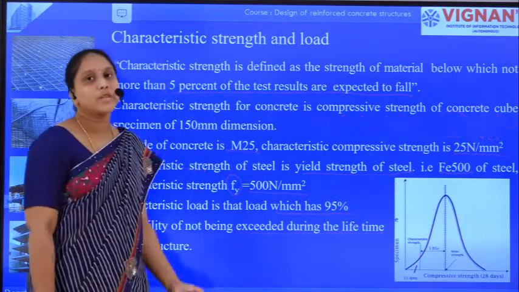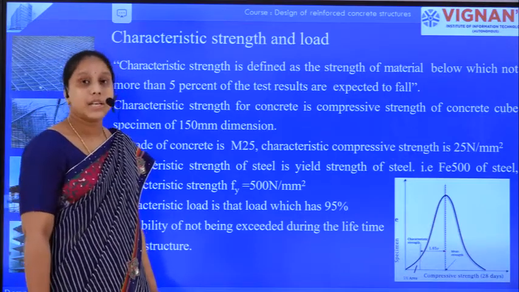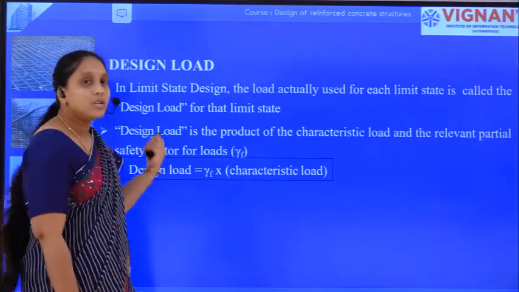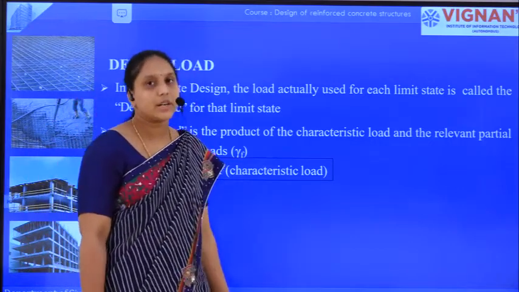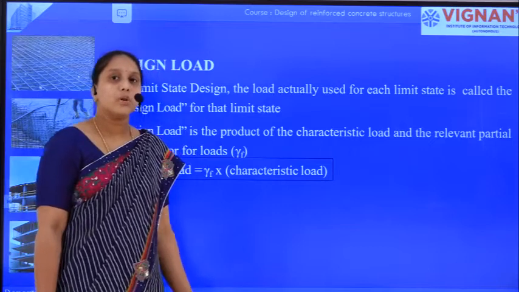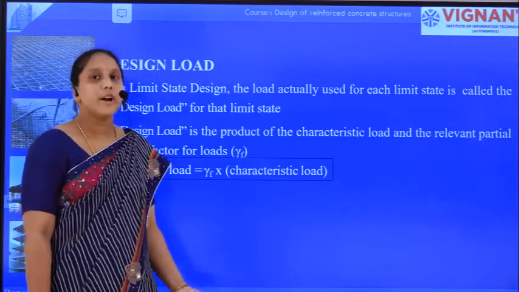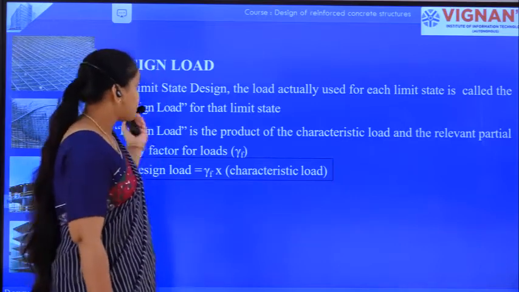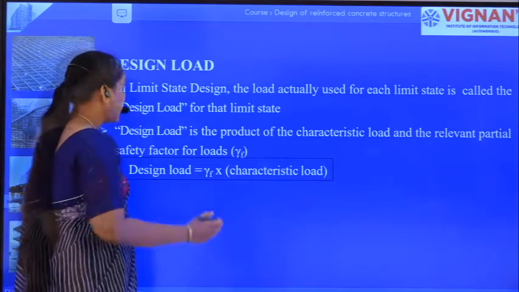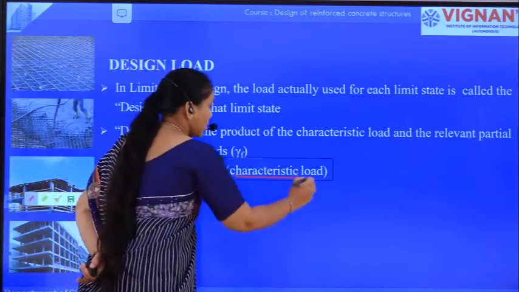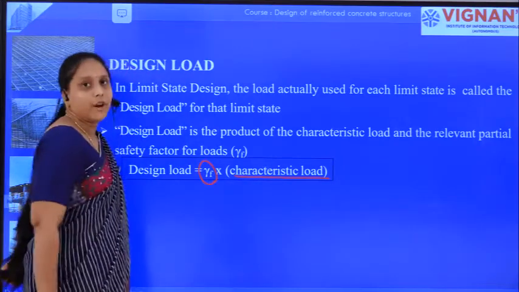Now let us see what is meant by the design strength and the design load. First, let us see what is meant by the design load. In the limit state method of design, we are going to consider the design loads and the design strengths. So how will we find out the design load? The design load is nothing but the characteristic load into the partial safety factors.